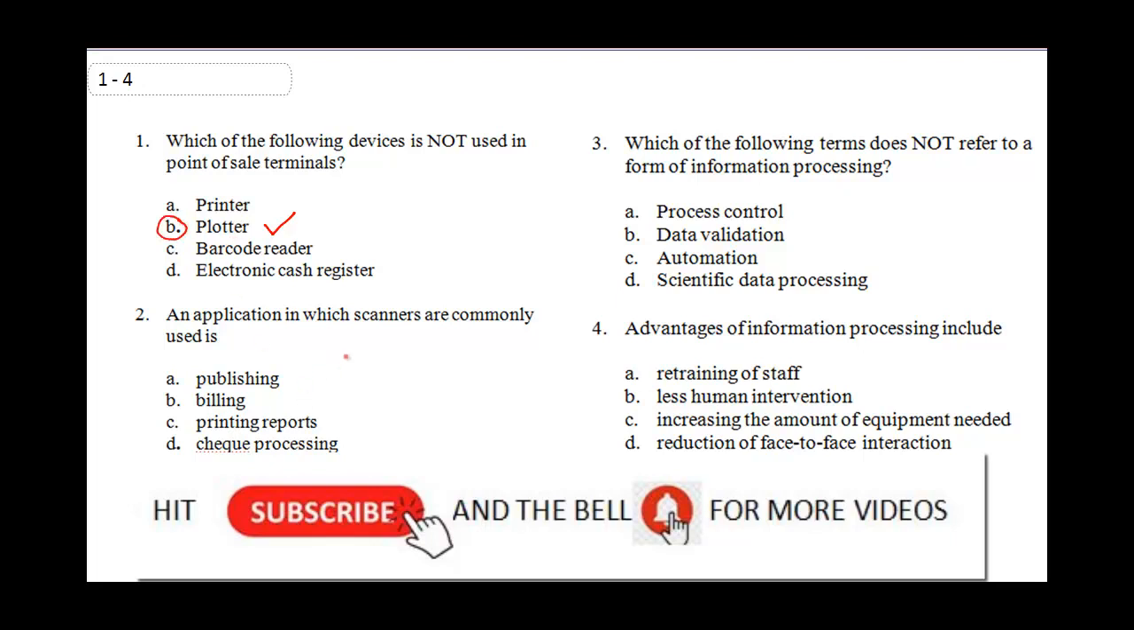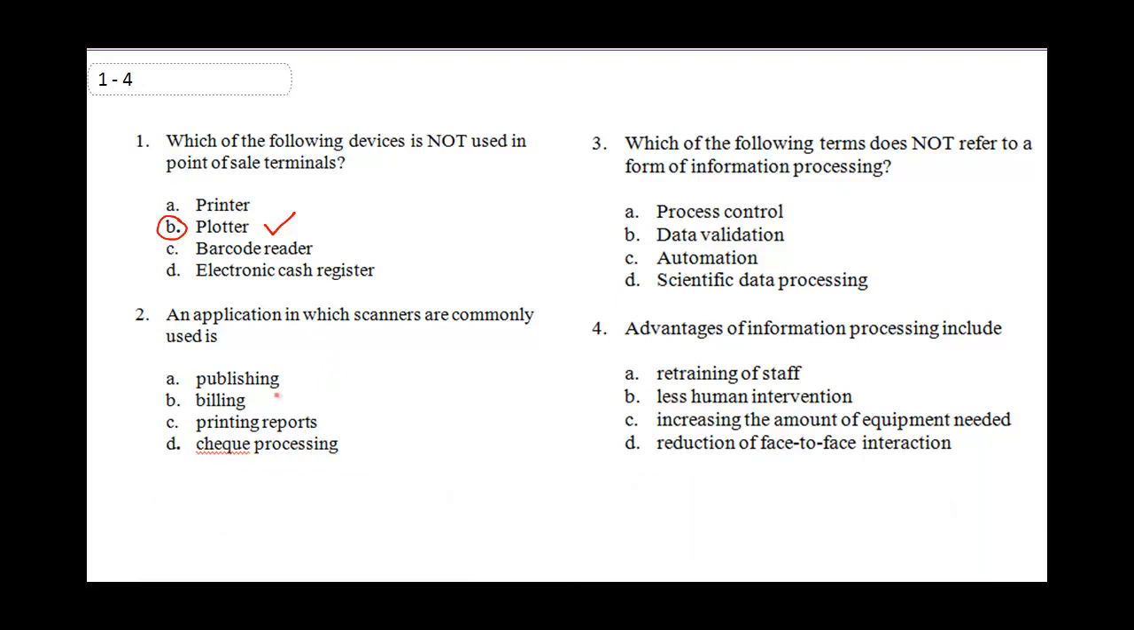Now, question 2 says an application in which scanners are commonly used. An application in which scanners are commonly used is A, we have publishing, B, billing, C, printing report, and D is check processing. Now, when you process a check, you have to scan the check to ensure it's an authentic check. So the correct answer here is check processing. That is where scanners are always used. A scanner is being used to scan the check.